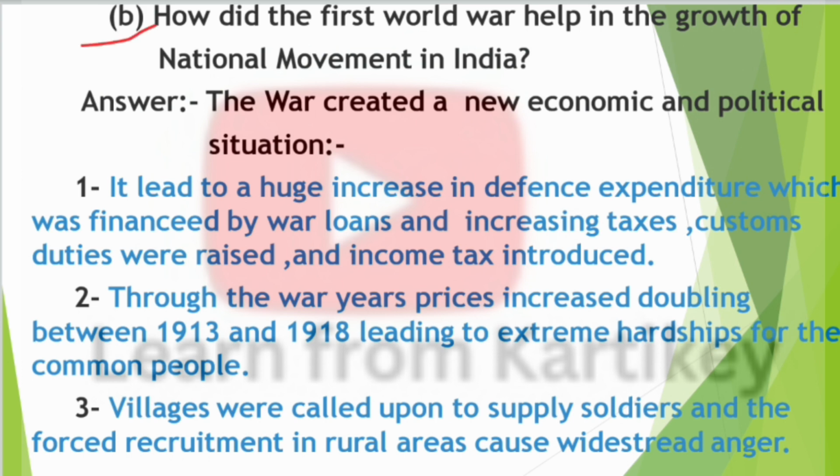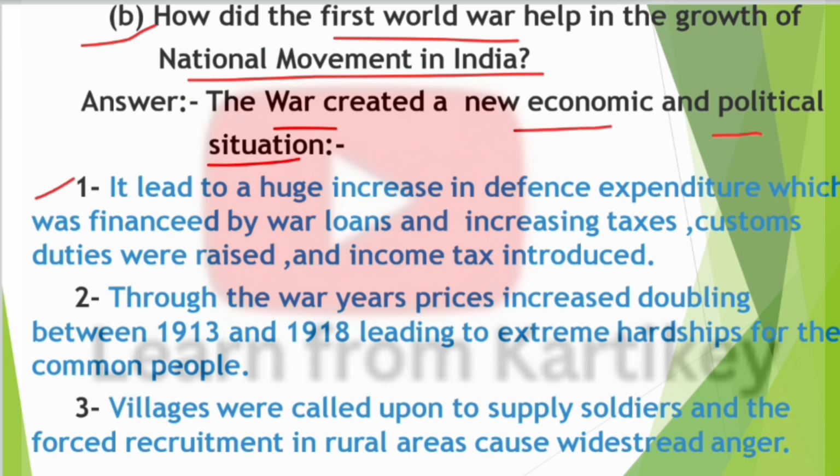Second part, how did the First World War help in the growth of the national movement in India? So answer, the war created a new economic and political situation. First point, it led to a huge increase in defense expenditure, which was financed by war loans and increasing taxes. Custom duties were raised, and income tax was introduced.